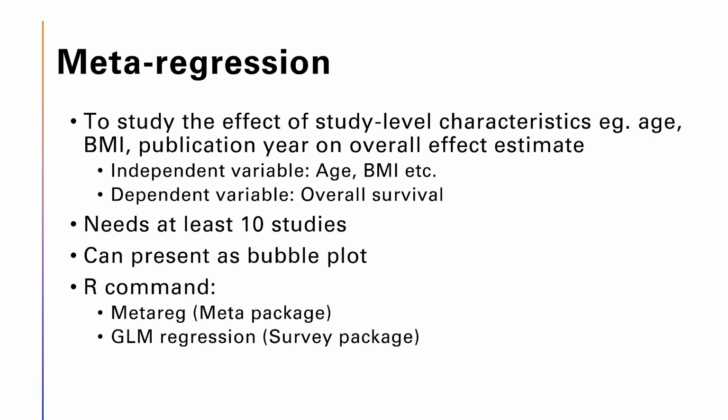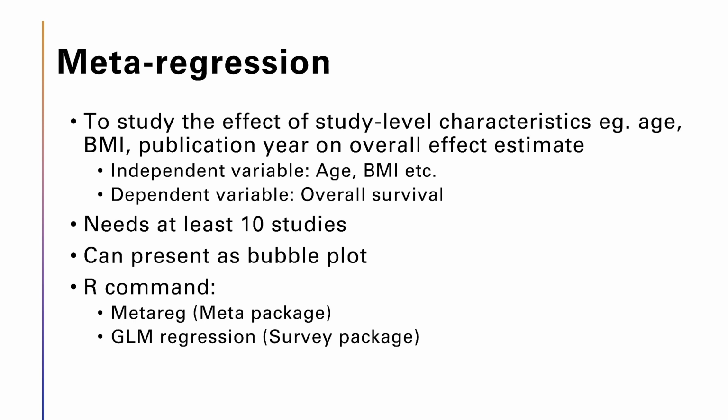Meta-regression is a statistical technique used in meta-analysis to explore the relationship between study-level characteristics and the effect sizes reported in the included studies. It allows researchers to investigate whether certain factors, such as age, BMI, or publication year, have an impact on the overall effect estimate.